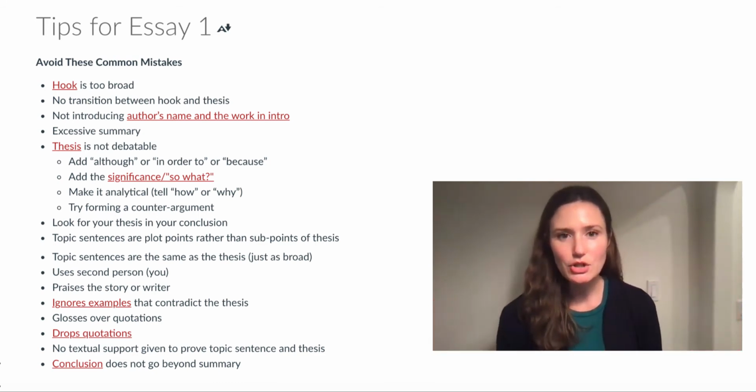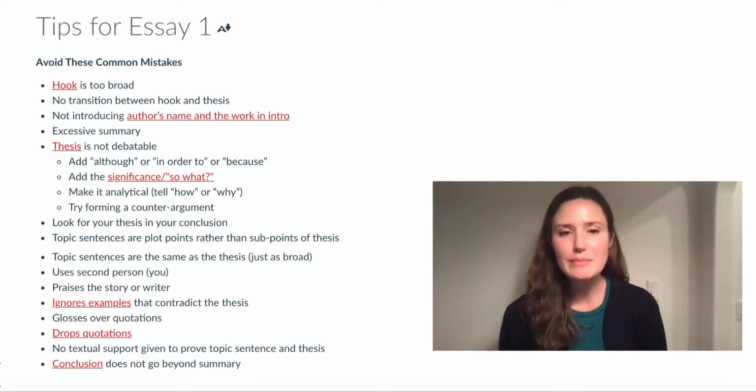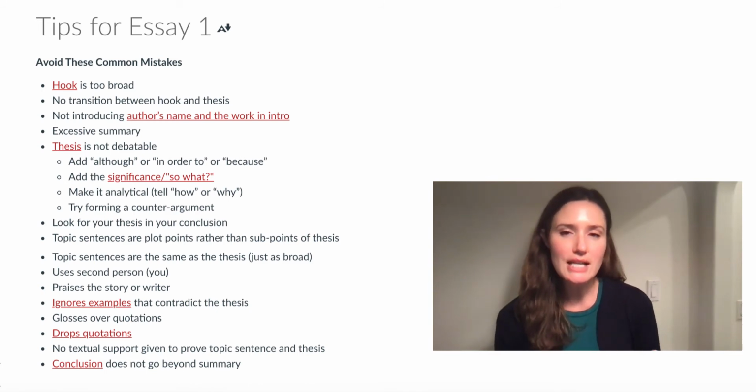Another mistake is no transition between your hook and your thesis. Make sure there's some transitional word or phrase or just a natural segue from your hook into your thesis statement. Of course, make sure you include the author's name and the work in the intro. Remember, the first time you include the writer's name, you want to include the first name and the last name. Then throughout the rest of the essay, you just refer to the author by the last name.